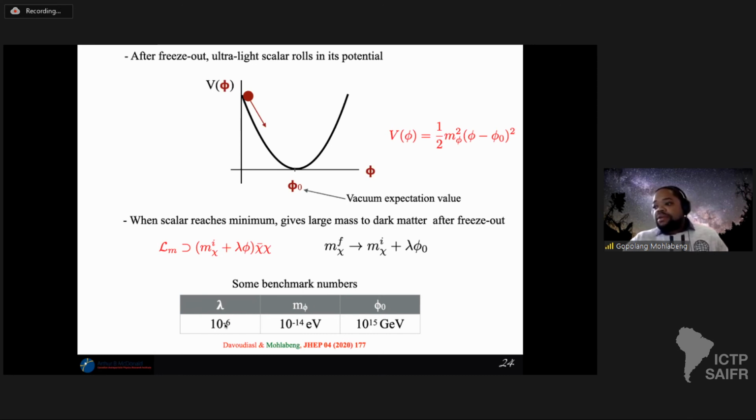Now, the benchmark parameters that we chose for this are lambda is 10 to the minus 6, m_phi is 10 to the minus 14 eV, and phi is 10 to the 15 GeV. Now, I can already feel you cringing that these numbers are very huge, right? And we can discuss this a little bit later. But again, this is a phenomenological model. There is a big hierarchy between the mass of the phi and this potential. However, if one is comfortable with some fine tuning, or one could come up with a UV completion where this fine tuning goes away, then this is a viable phenomenological possibility.